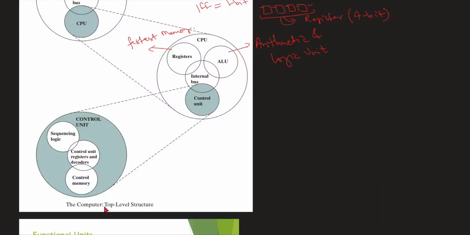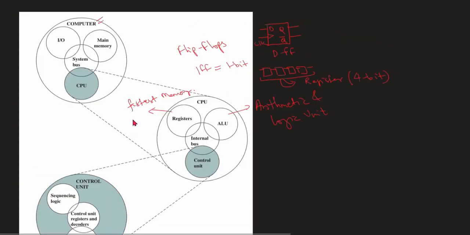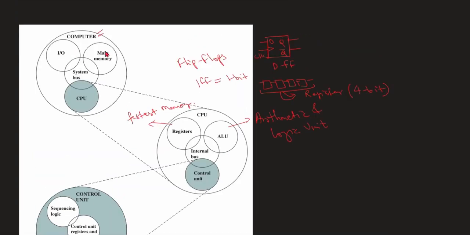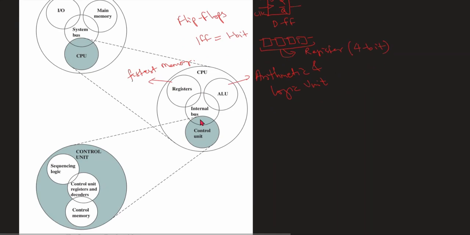So this is the top-level structure of a computer system. Starting with the main basic components: input, output, memory unit, and the CPU or the processor. Inside the processor, we have these components. And further, inside the control unit, we will have these components: sequencing logic, control unit registers and decoders, and control memory.